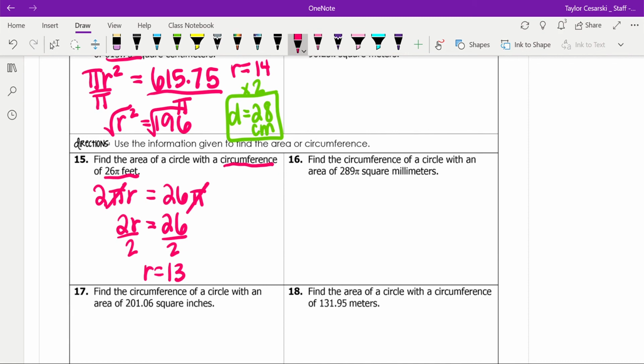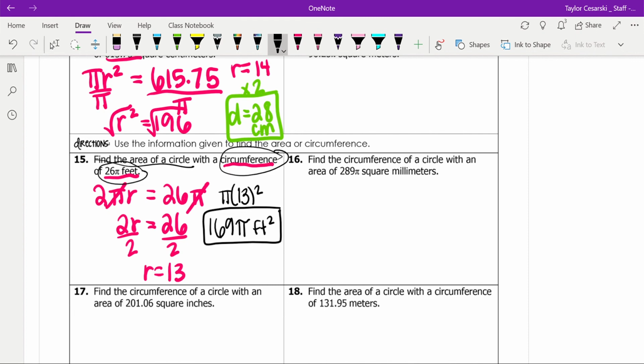Now that I have my radius, I can go find the area of my circle. So pi times 13 squared. 13 squared is 169. So I'm just going to leave it as 169 pi feet squared. Again, you could type that in your calculator if you wanted to, but I can also just leave it like that with the pi at the end. So again, how do you find out what to set it equal to? You're looking at what you are given. Deal with what you're trying to find at the very end.